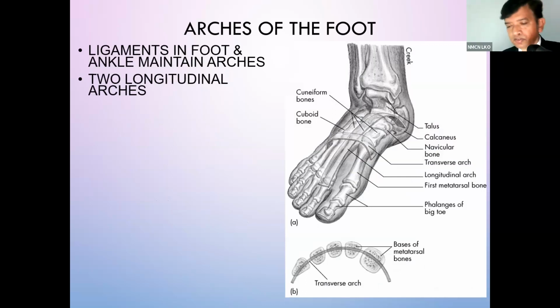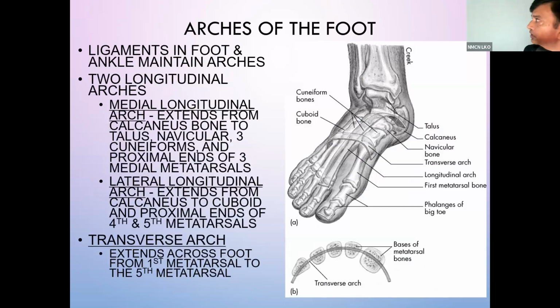There are two kinds of arches, longitudinal and transverse. In the longitudinal arch, there are two: the medial longitudinal arch and the lateral longitudinal arch, plus one transverse arch. Medially, it starts from the calcaneum to the talus, navicular, cuneiforms, and the metatarsals. On the lateral side, it runs from the calcaneum to the cuboid, and then the fourth and fifth metatarsals. And then the transverse arch is at the midfoot, in the heads of all the metatarsals.